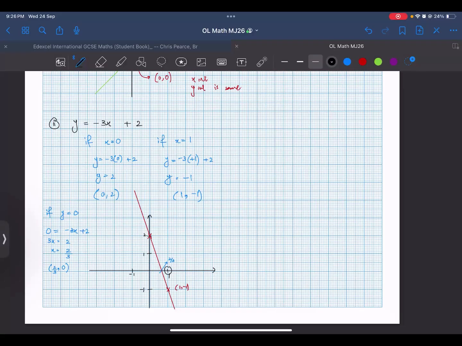Yes, you can choose any two values. You just need to sketch a line. You just need 2 points. You can take any two points, which you can show on the graph. Join them, extend them, you will get the line. That's it.